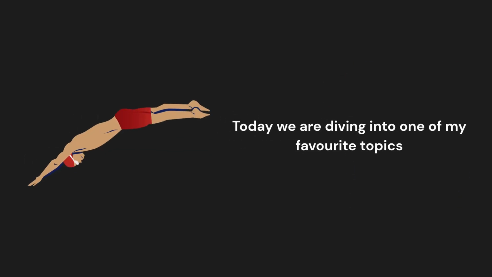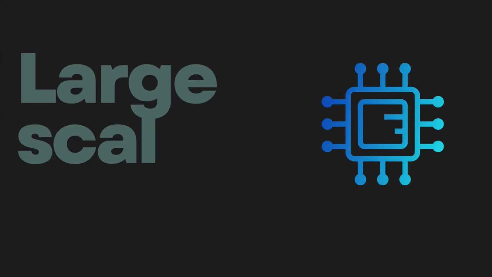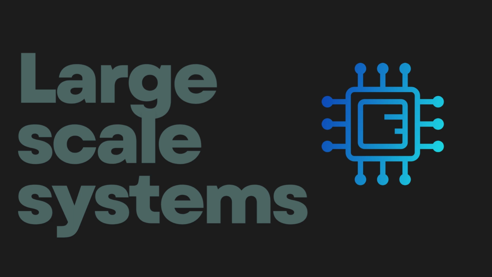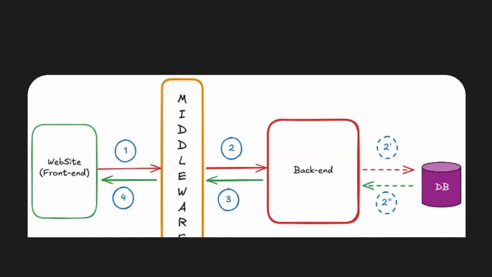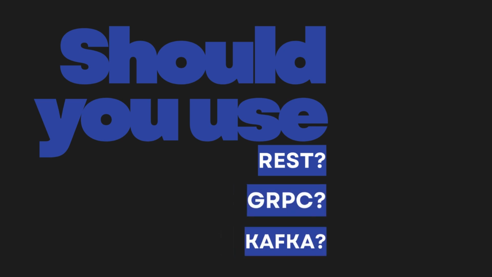Today we're diving into one of my favorite topics, microservices communication patterns. Whenever you build large-scale systems, one of the biggest challenges isn't the code, it's how your services actually talk to each other. Should you use REST, maybe gRPC, or something asynchronous like Kafka? Each of these choices changes how your system behaves: performance, reliability, scalability, everything.